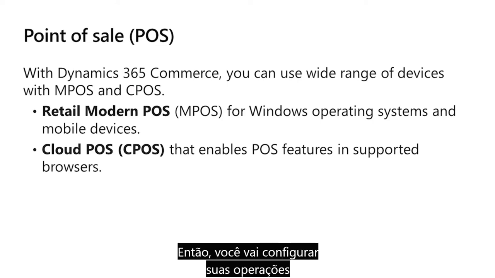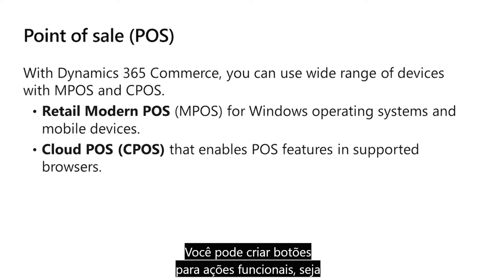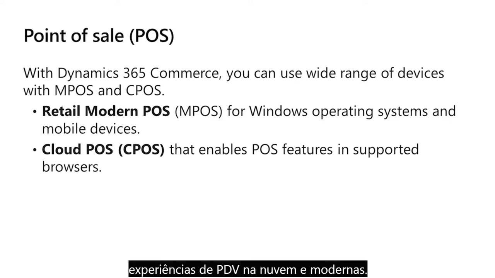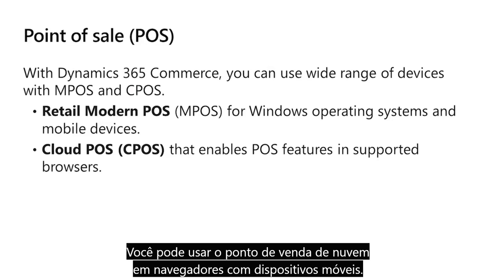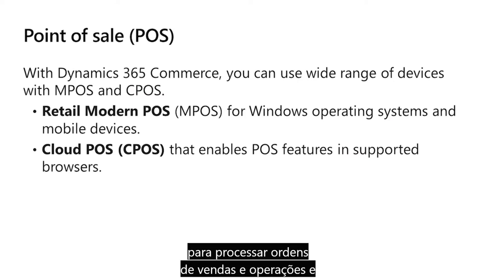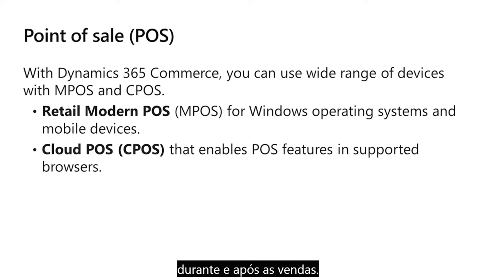So you'll be configuring your operations across stores and online, all while using intelligent product and inventory tools. So you can create buttons for functional actions, whether it's processing sales or managing receipts after a customer completes sales. So Dynamics 365 Commerce supports both cloud and modern POS experiences. So you can use the cloud point of sale on browsers with mobile devices, or you can use the modern POS to process sales orders and operations and inventory across a number of other devices. But essentially, you can track and control commissions and receipts during and after sales.